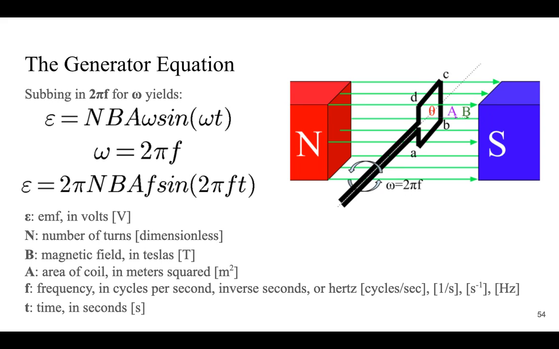So if we were to sub in 2 pi f for omega, because omega is equal to 2 pi f, into this expression here, we're going to get a new version of the generator equation. Sometimes you would have your frequency in terms of its angular frequency omega. Sometimes you would have it in terms of its regular frequency f. So this equation might be more useful. But same thing, just different versions of what the frequency is.